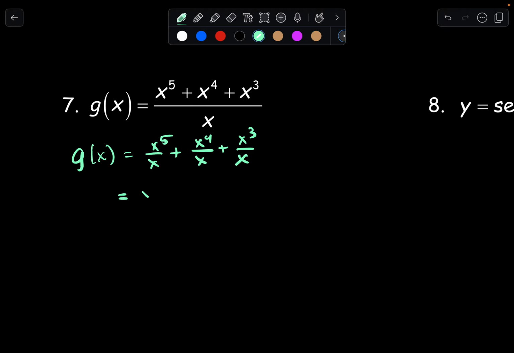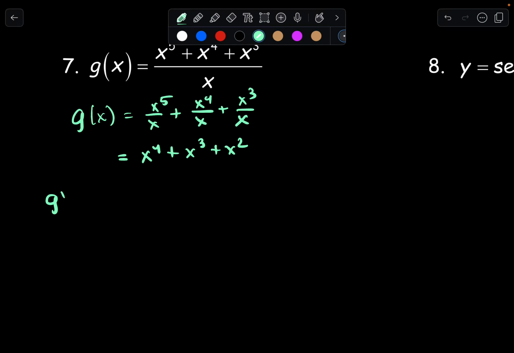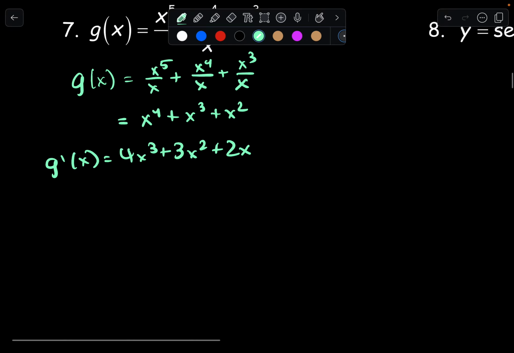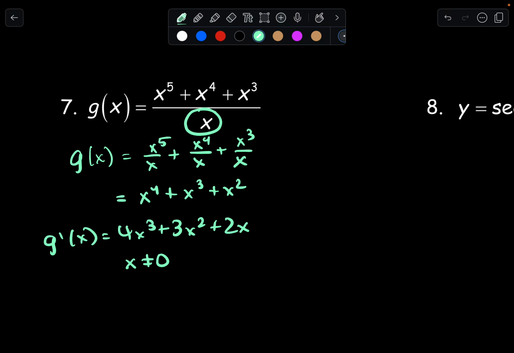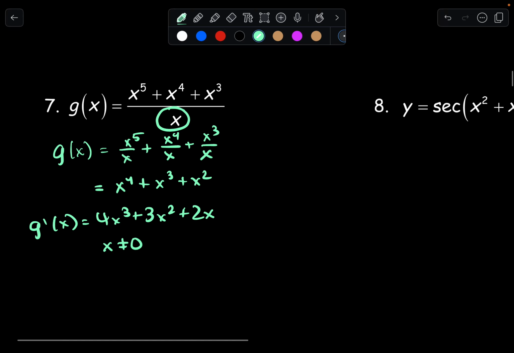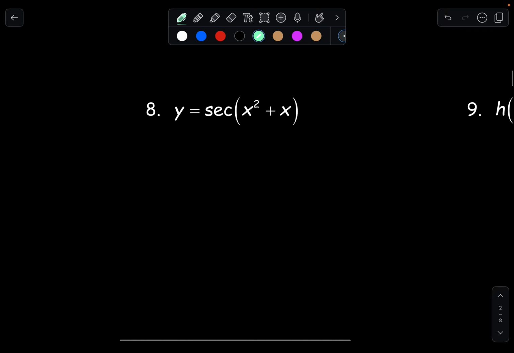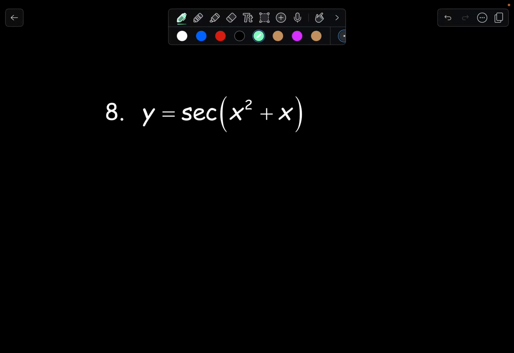Okay, so when we reduce this, we have x to the 4th plus x cubed plus x squared. So g prime of x is equal to 4x cubed plus 3x squared plus 2x, such that x cannot equal 0 because in the original form it was in the denominator. Do you have to include that for full points? No, but it is good to understand. And I want to reiterate, if you use a different rule and get the correct answer, you will still receive full credit, okay?